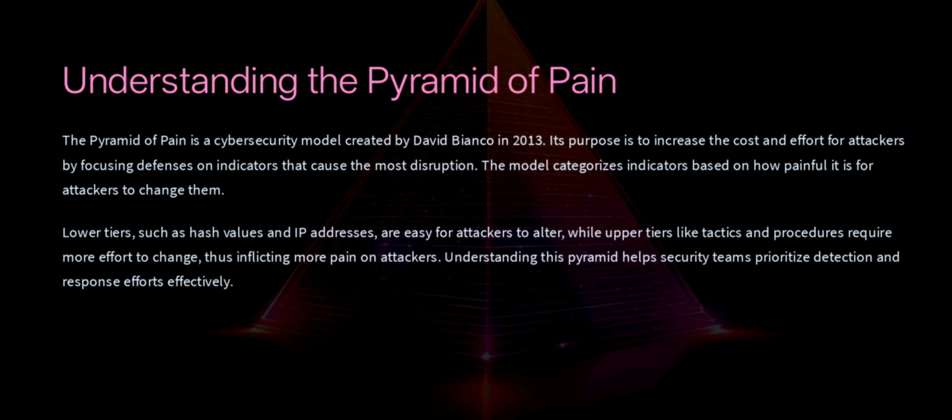3. Domain names. Domains used by attackers for phishing or malware distribution are more persistent than IP addresses. While changing a domain requires more effort than switching an IP, attackers often use domain generation algorithms, DGAs, to automate this process, reducing the effectiveness of domain-based blocking over time.